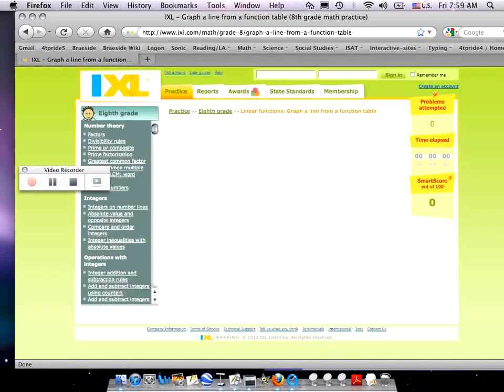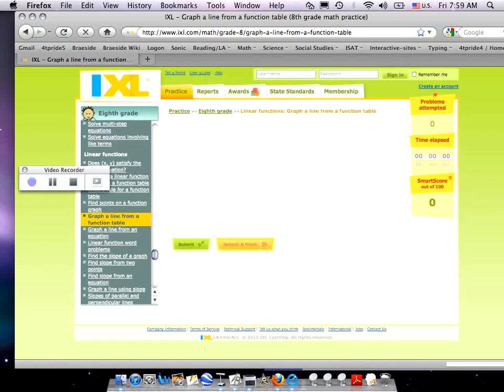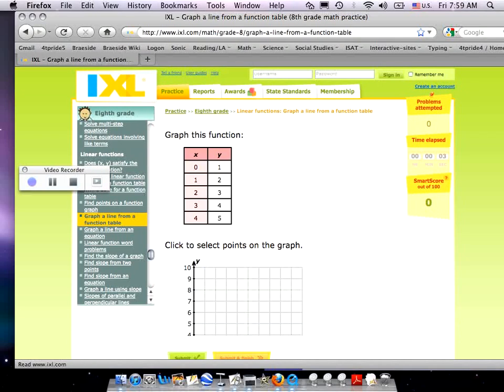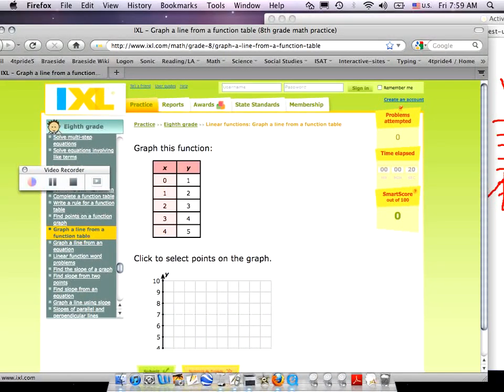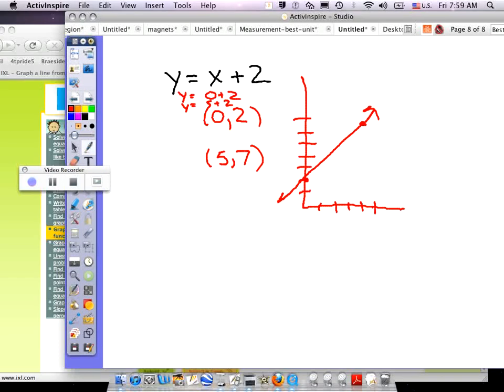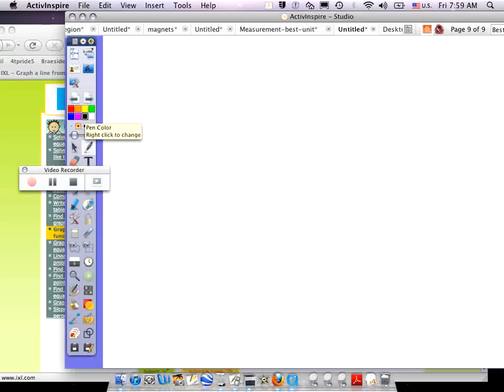Graph a line from a function table. This is a little bit different. The only difference between this and the last problem is instead of them giving you the equation, you have to create the equation. In this, find a rule. Well, to go from x to y, it looks like it's just a plus 1. So you would write, and always write it in terms of y equals. You can see (0, 1), (1, 2), and this is something we've done way harder rules all year, so I'm not really concerned with you finding the rule, but you have to write it as y equals x plus 1.